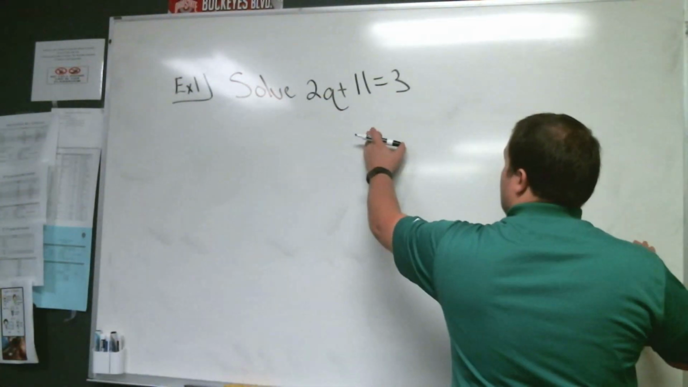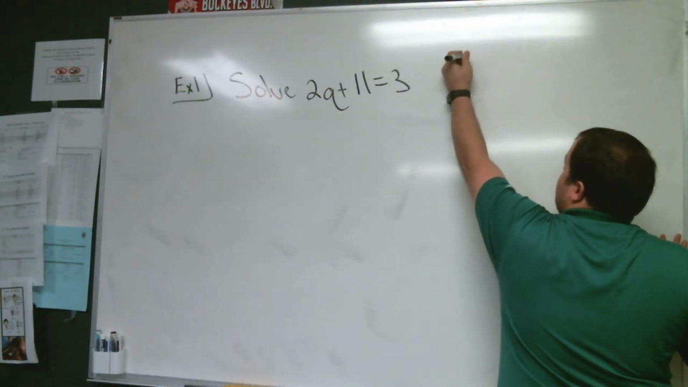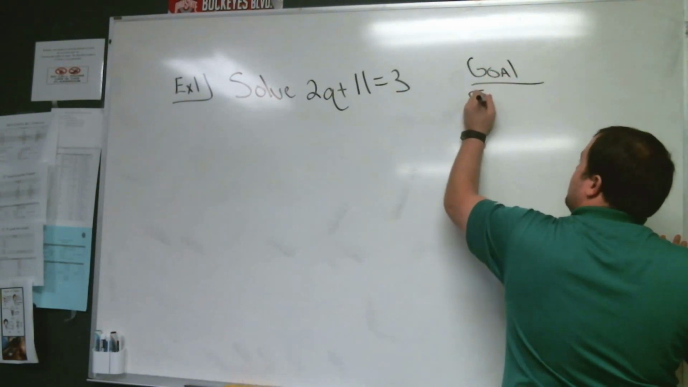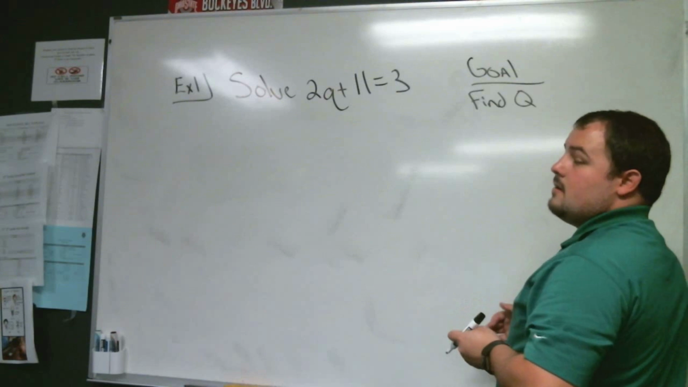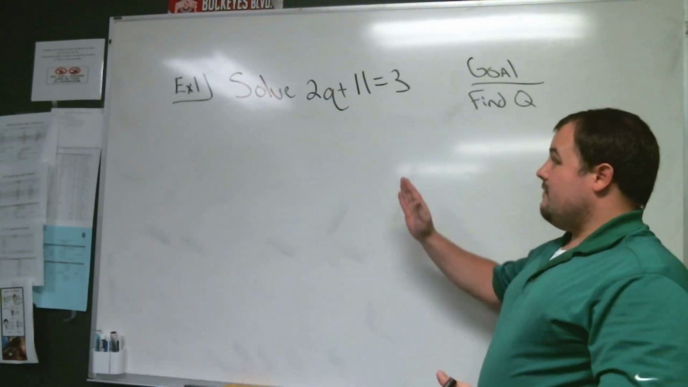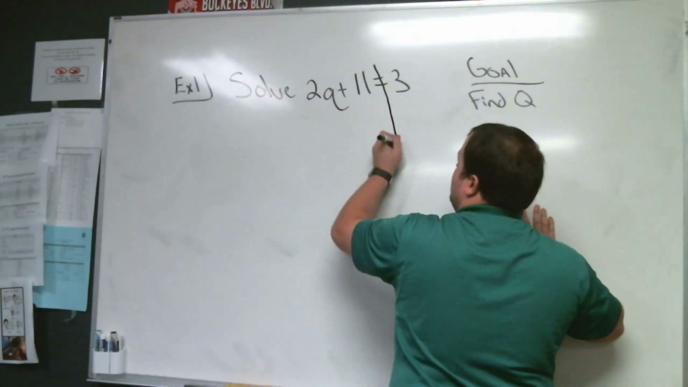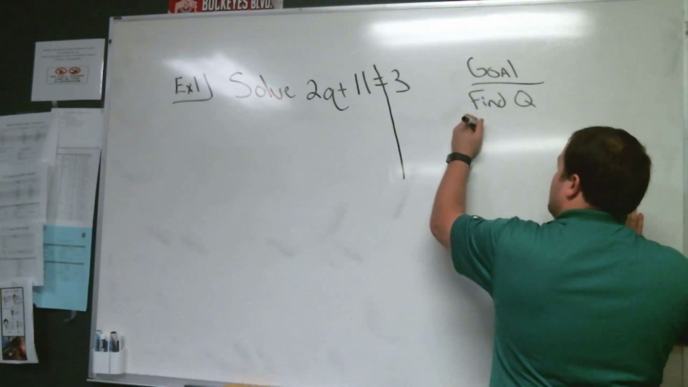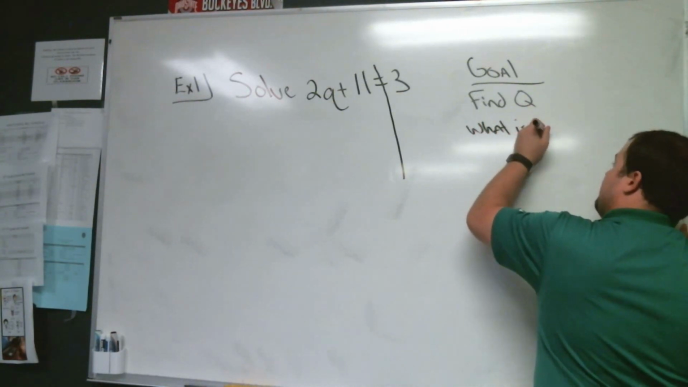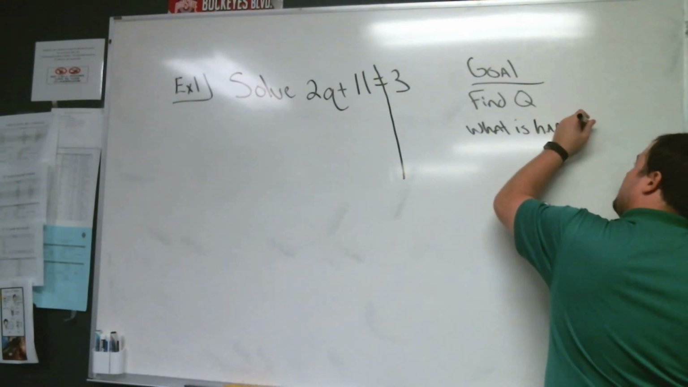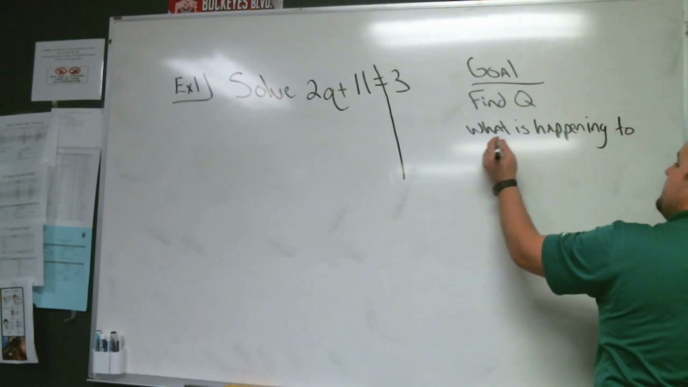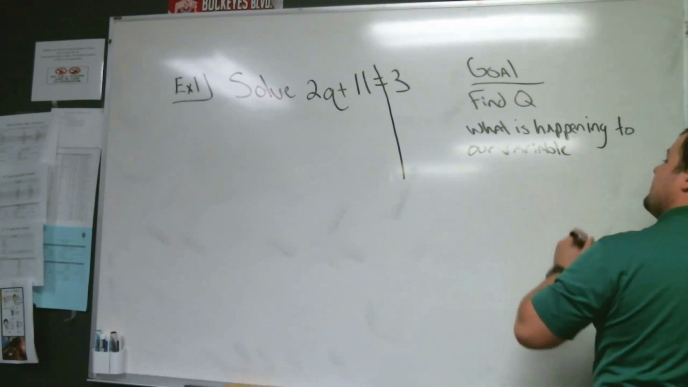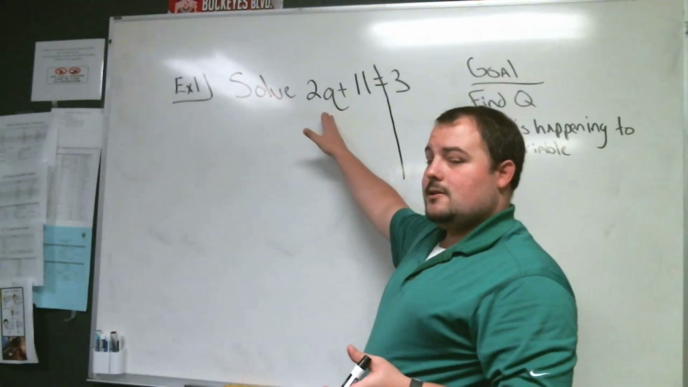One of the things I say is that our goal is to find q. So what we want to do is look at the variable side, just the side with the variable. So draw a line through the equal sign. Look at the variable side and ask ourselves, what is happening to our variable? I want to know what's happening to the letter q here.